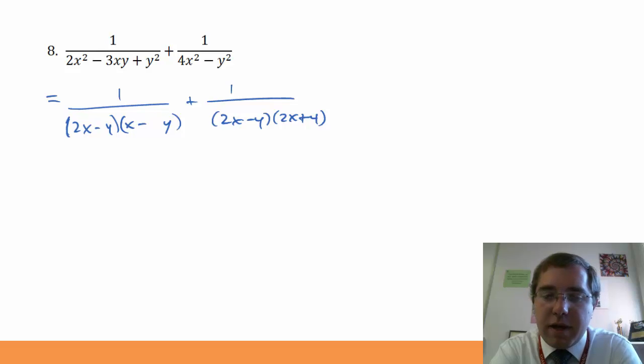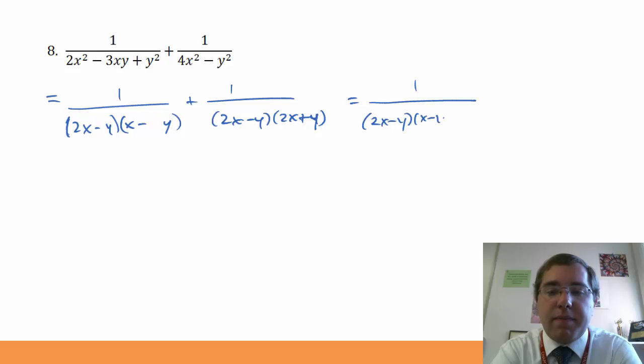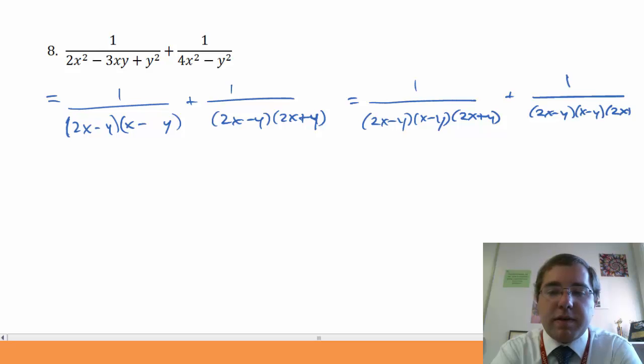So what is our common denominator? It would be 2x minus y times x minus y times 2x plus y. What do we multiply the first fraction by in order to get that common denominator? It has to be a 2x plus y. So we put that in the numerator. What do we multiply the second fraction by? It has to be an x minus y. So we multiply the numerator by that.